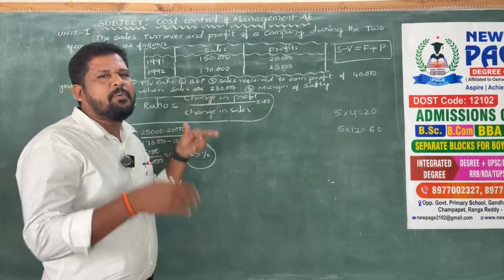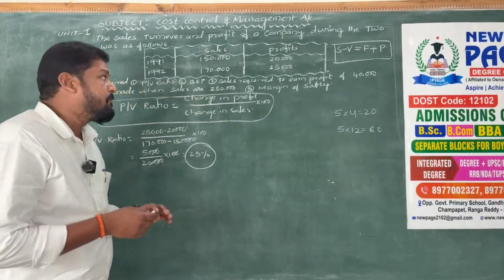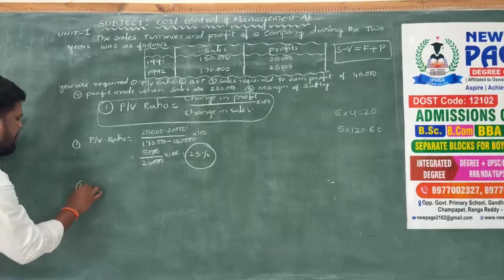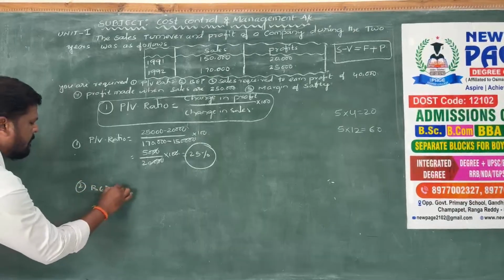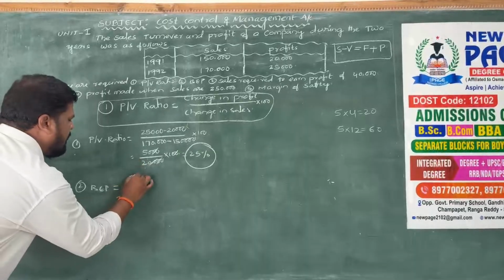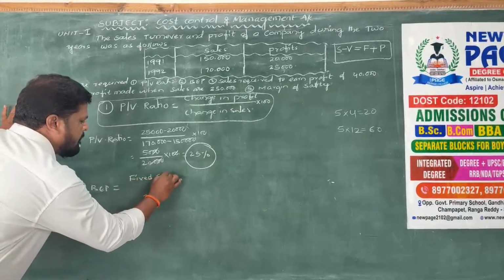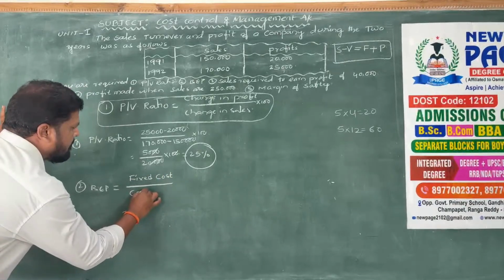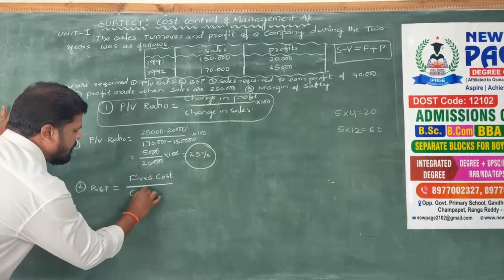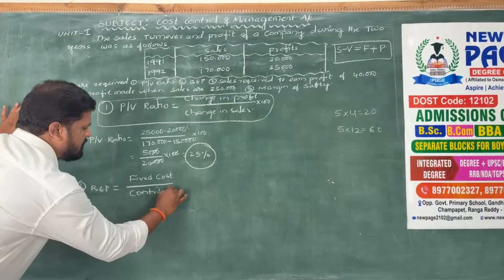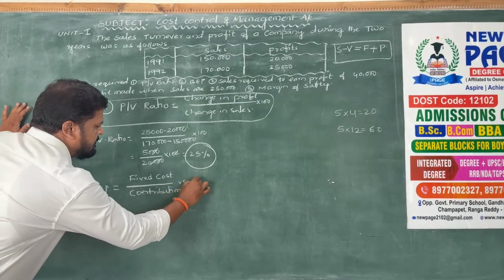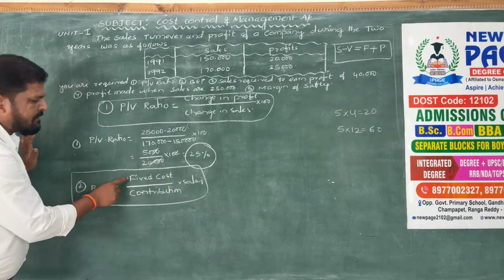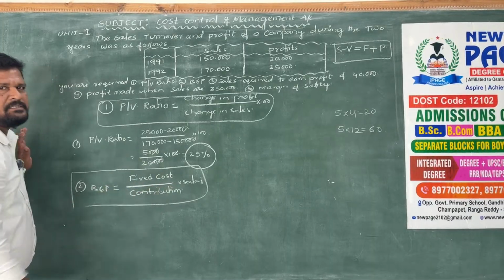So at this point, no profit and no loss. It refers to the BEP, right? So here BEP is equal to, what is the formula? Fixed cost divided by contribution into sales. This is the BEP formula. Fixed cost by contribution into sales, right?